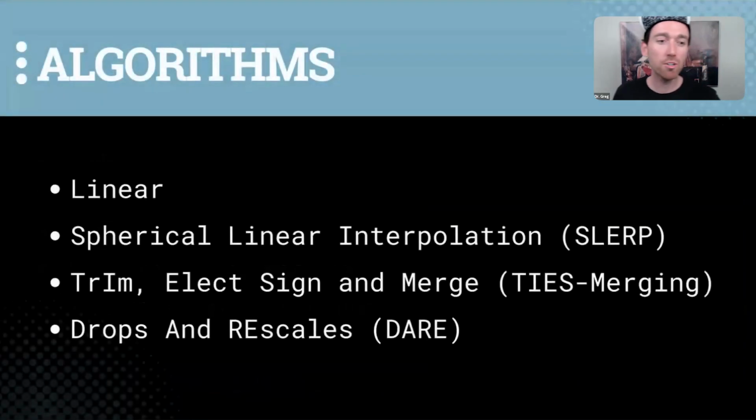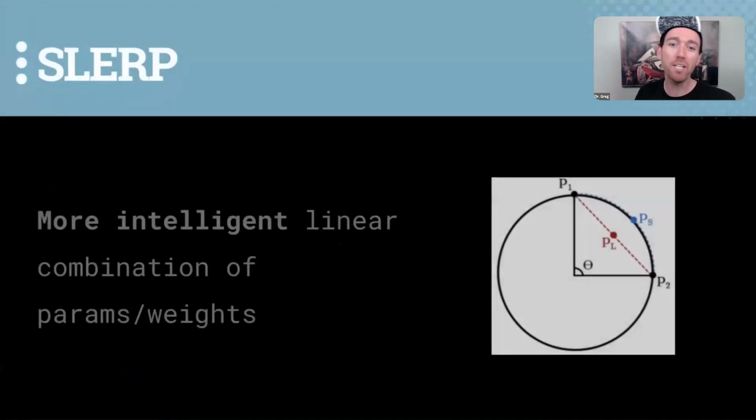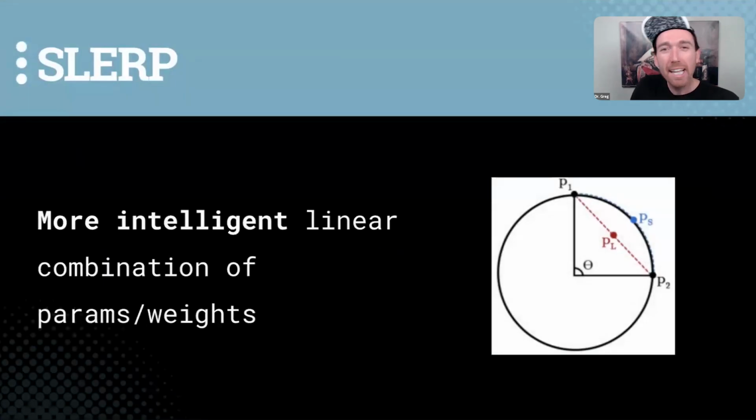The next one is called spherical linear interpolation, which is much less fun than SLERP. So SLERP here is basically all about interpolation on a sphere. This is a weird one. We kind of have to get geometric for the next two a little bit. It's a more intelligent way to linearly combine parameters, these weights in our model. And what SLERP does is it computes the shortest path between two points on a curved surface.